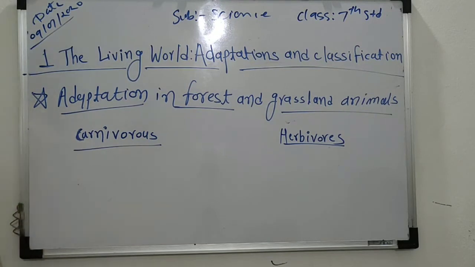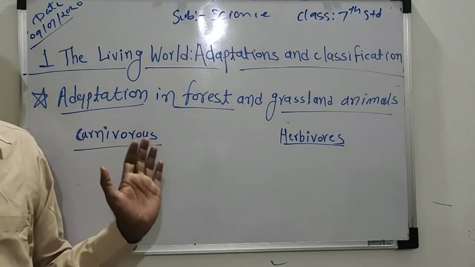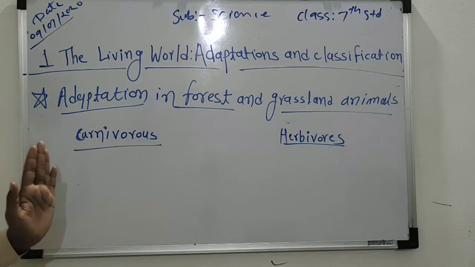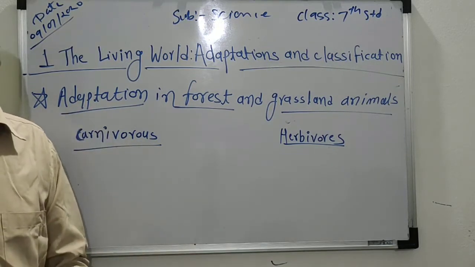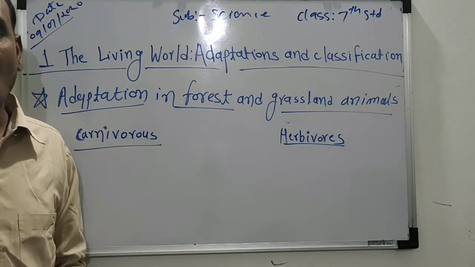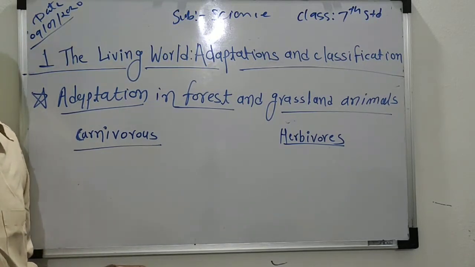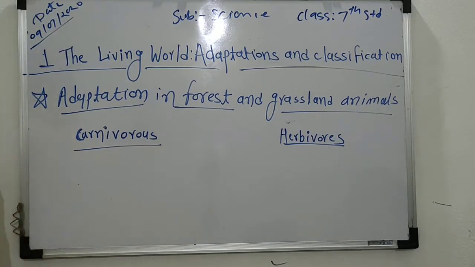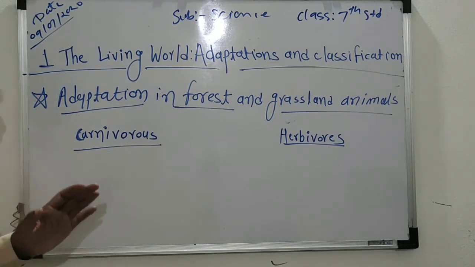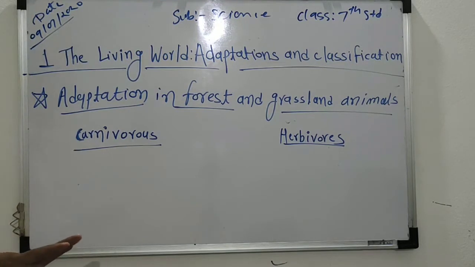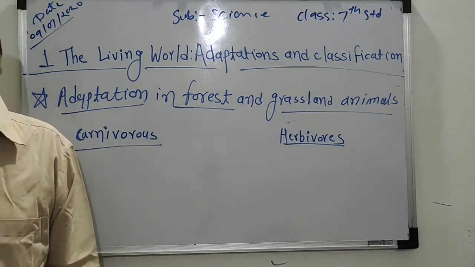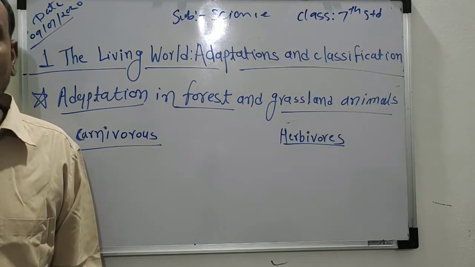So the lion is a carnivorous animal. Therefore they capture the prey with the help of strong legs. They have claws, and their canine teeth are sharp and pointed. Claws means, below the foot there are some nail-like structures on the legs. Claws and canine teeth are sharp and pointed.